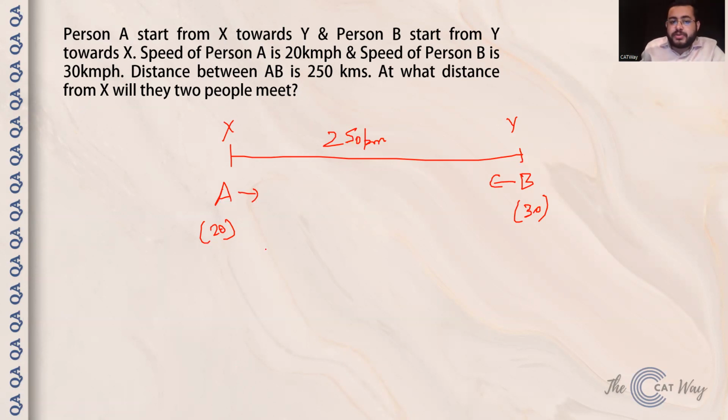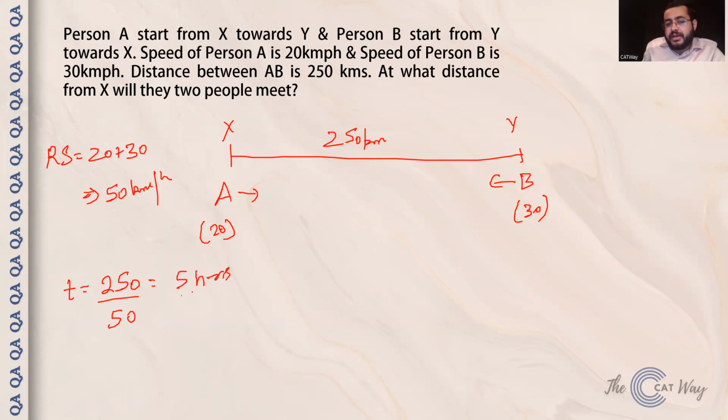Now, since they are moving in opposite direction, the relative speed for us will be the summation of speeds, that is 20 plus 30, which is equal to 50 kilometers per hour. Now the timing we need to calculate is in how much time will they meet. So 250 kilometers of distance has to be covered with a speed of 50 kilometers per hour. So the time they are going to take is 5 hours.